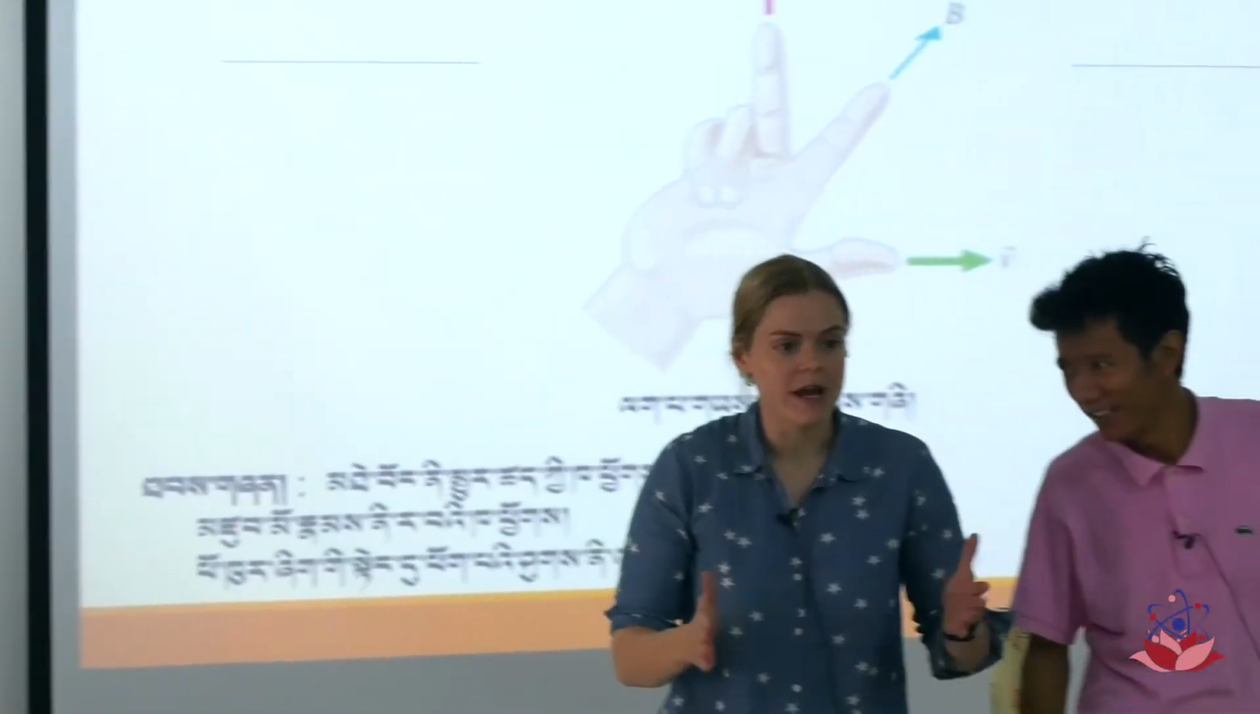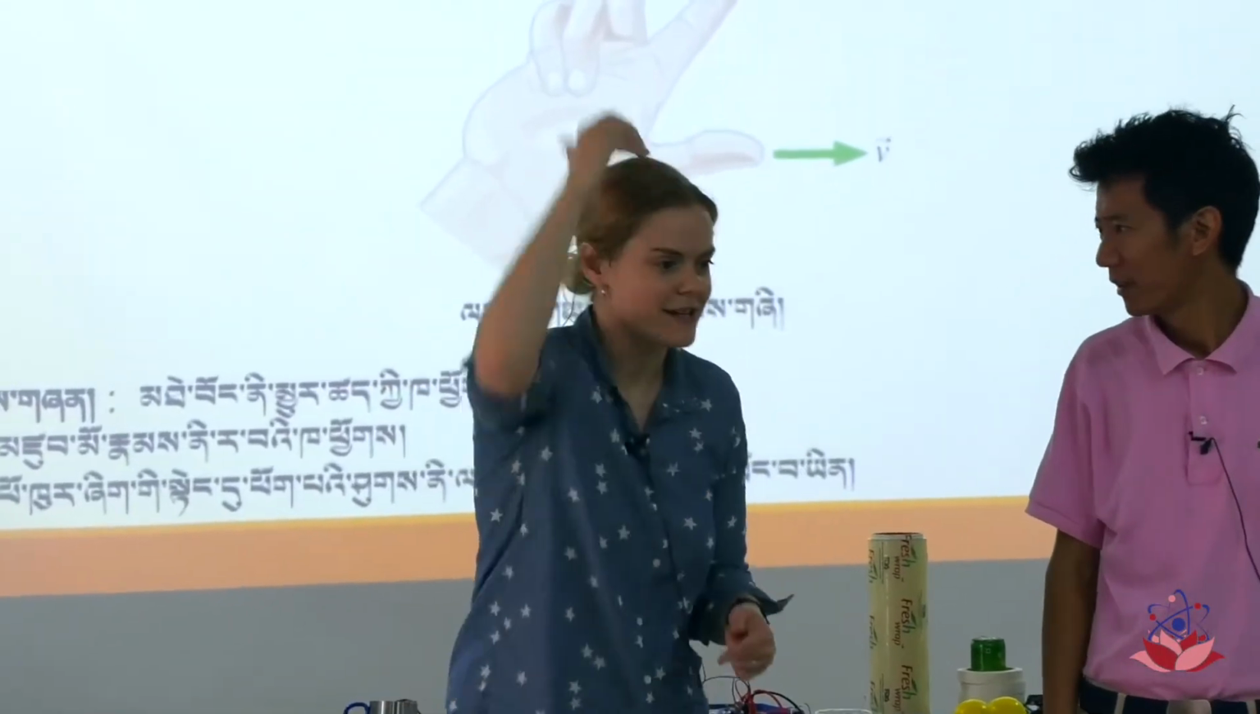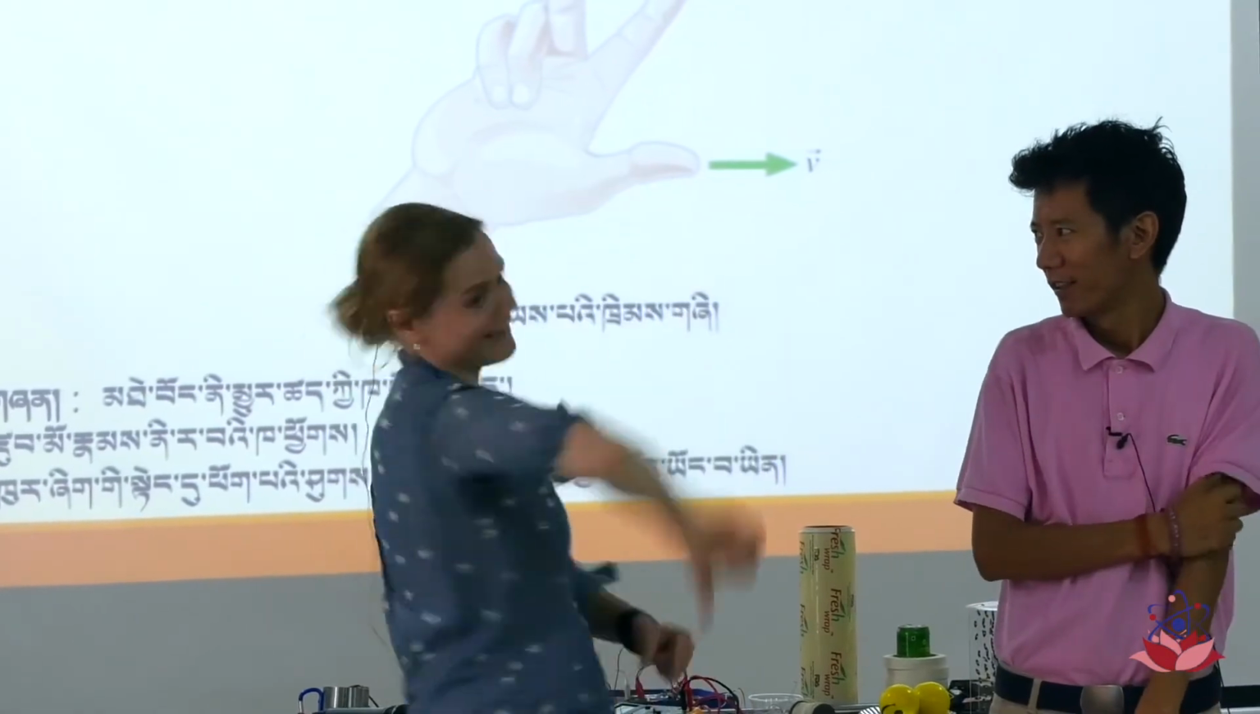There's another version of the right hand rule, where you actually, we did that with currents today, where you do this, so you see classes just going crazy like this.